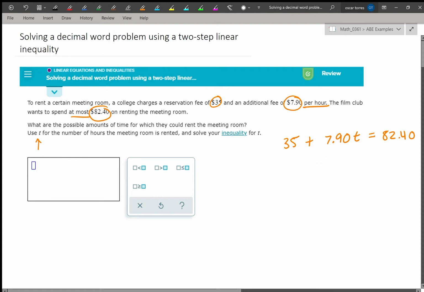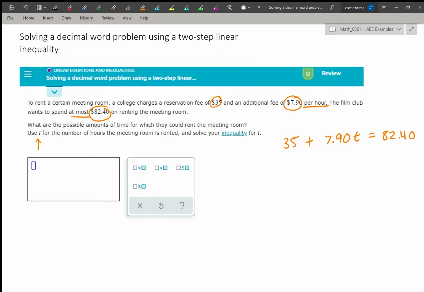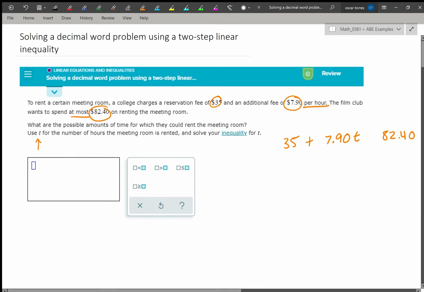The problem is it's not an equation. They're not equal to each other. This problem tells us the film club wants to spend at most $82.40. That means $82.40 is the maximum amount of money that you're willing to spend. So if $82.40 is the maximum amount of money you want to spend, you either want to spend $82.40 or you want to spend less than that. In terms of our inequality signs, we want less than or equal to.